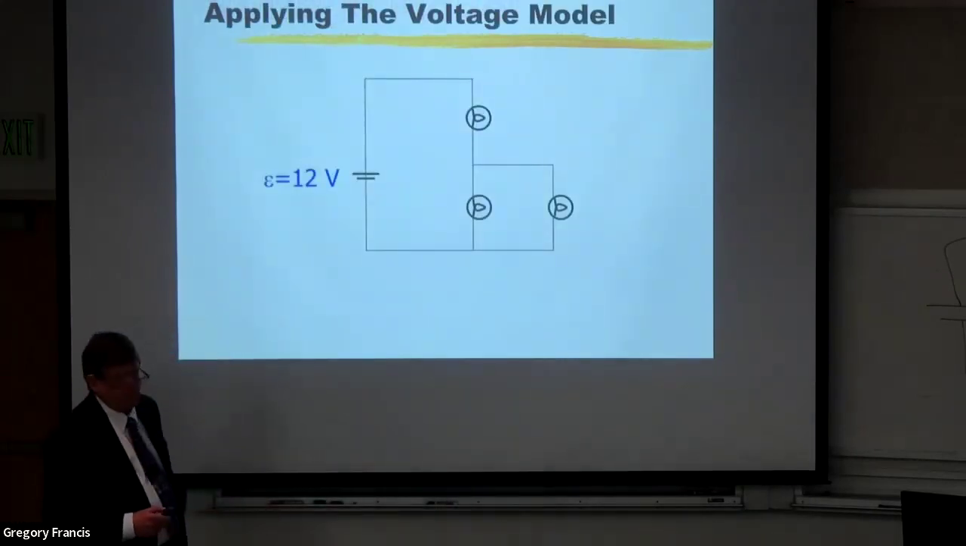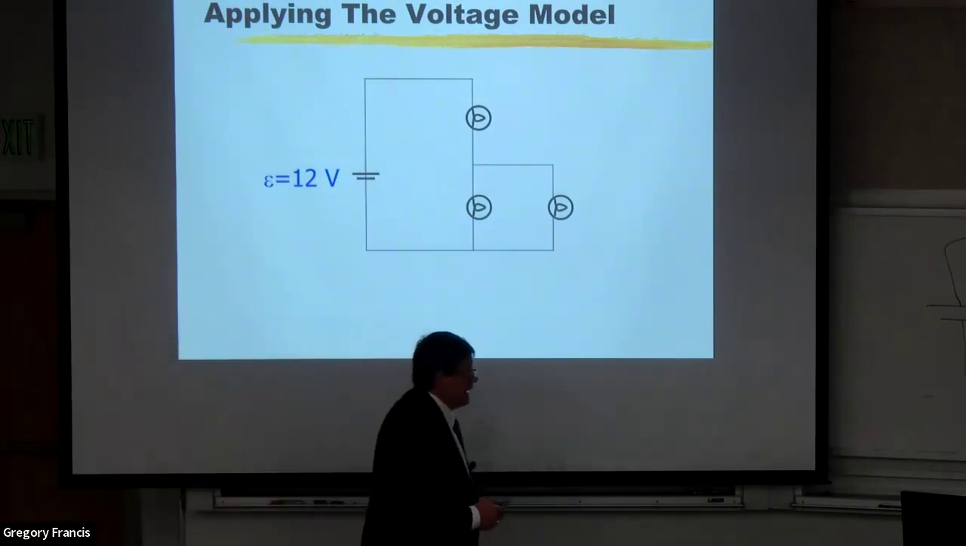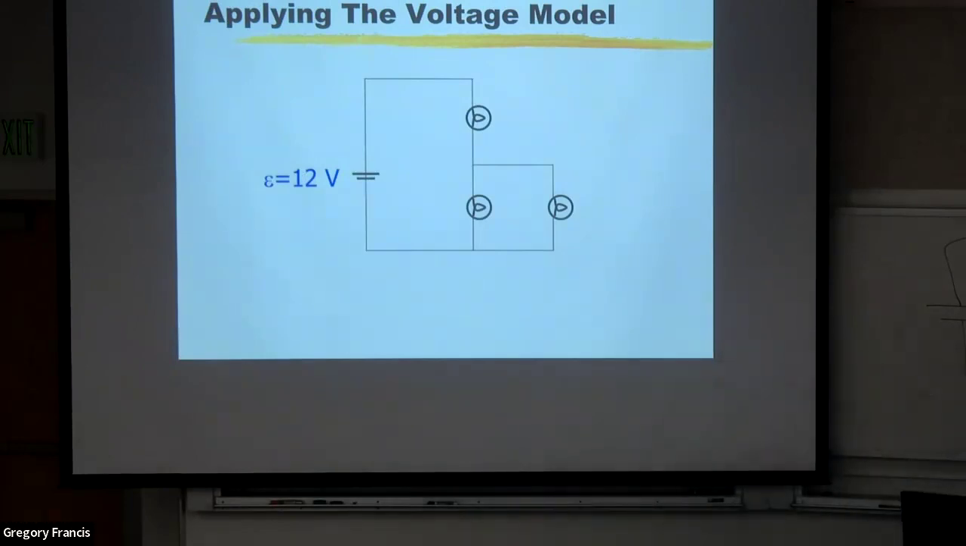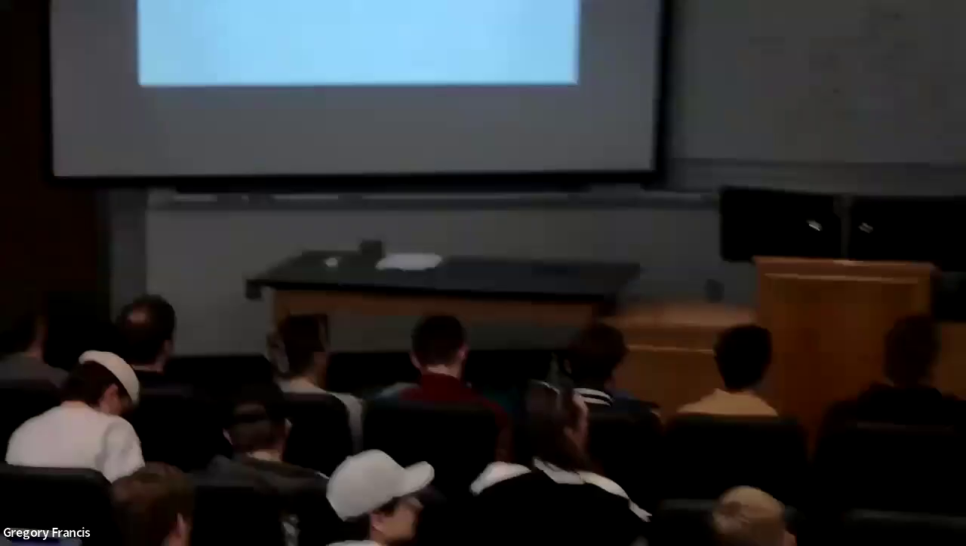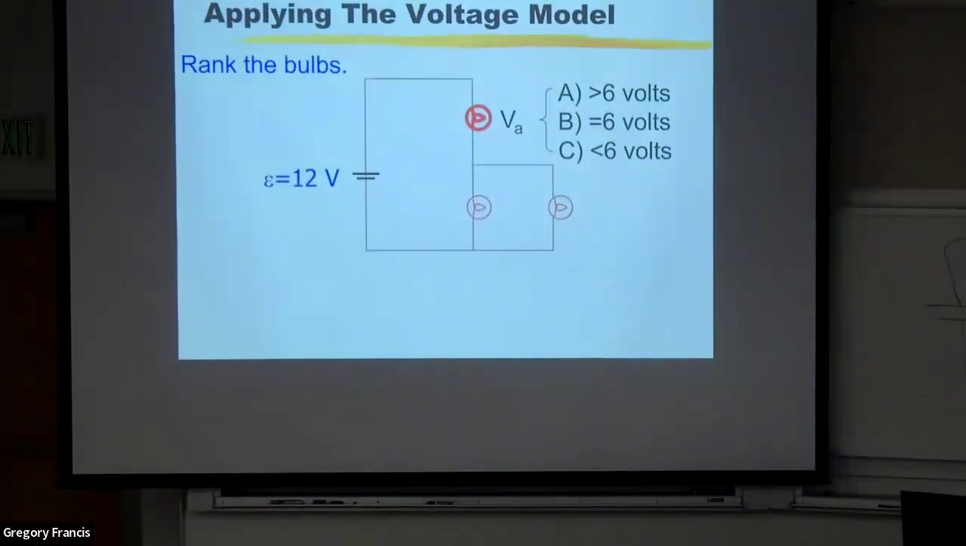Now, let's see if we understand the model. We've got a circuit that we have seen before, and we've got a single bulb in series with a network of two bulbs in parallel. And we know that that top bulb is the indicator bulb, and it's going to be the brightest of the bulbs. And I represent it this way. My question is, if I call that bulb A and I measure the voltage across that bulb, will I get something greater than 6 volts, equal to 6 volts, or less than 6 volts?